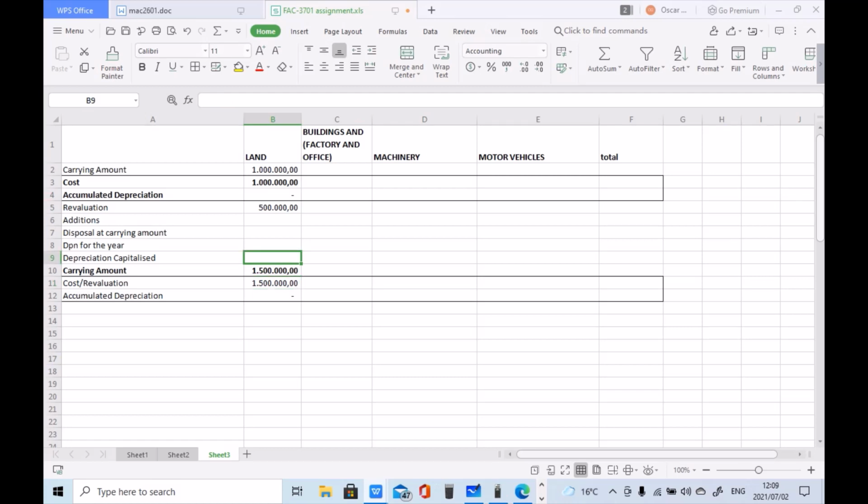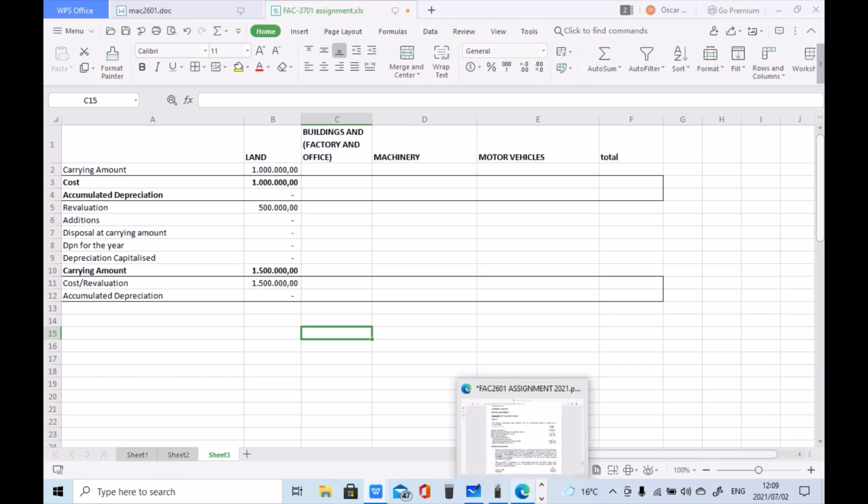Okay, depreciation capitalized, there's nothing like that there. Depreciation for the year, we are not depreciating. Disposals at carrying amount are not one. They never said that they disposed anything. They never told us about additions as well. So this is land and buildings.